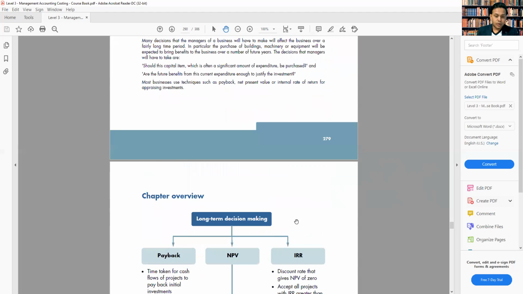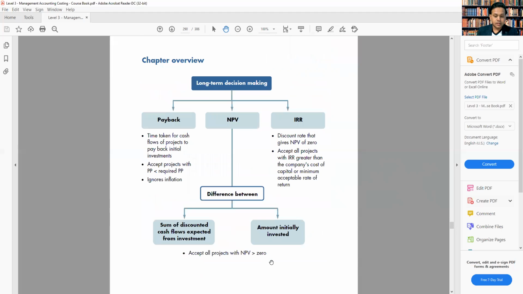So let's go to the chapter overview and have a look. The first one we have is called the payback period. The payback period is all about how quickly we will get a return on our investment. So, how long it takes to get the money back. The return period.